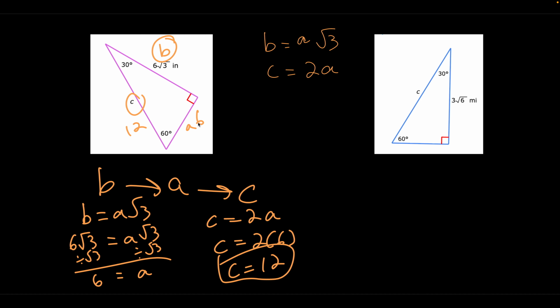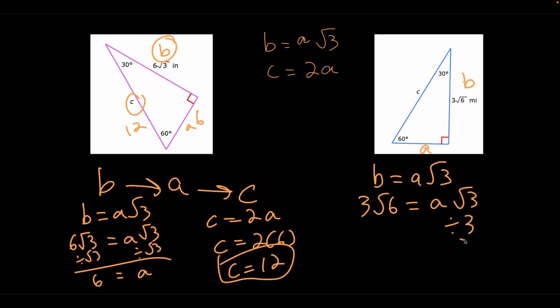For the second triangle, let's see what happens. They give us B again, and we're trying to find C. So same game plan. We know B, we're trying to find C. So let's start with this. B equals A square root of 3. So 3 square root of 6 equals A square root of 3. Divide by square root of 3 on both sides, and we're going to get A is equal to 3 square root of 2. All right, 3 square root of 2.